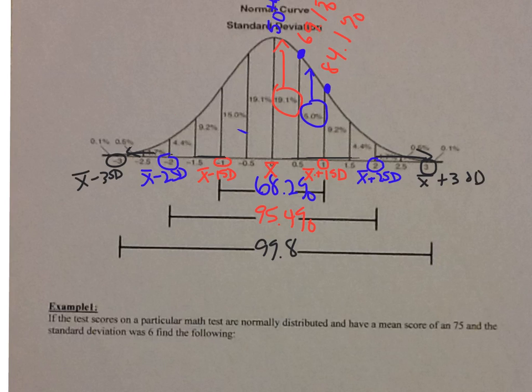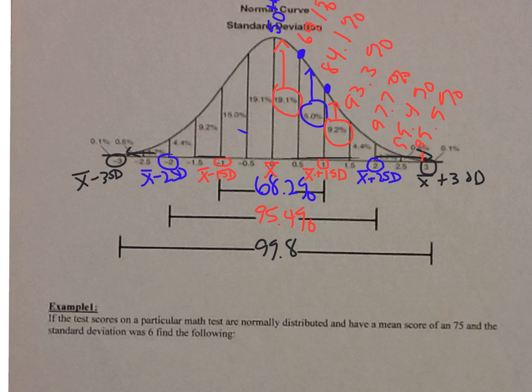To get the next percentile, I add 9.2 to 84.1, and that's 93.3 percentile. And then so on. The next one would be 97.7 percentile. And then the next one would be 99.4 percentile. And then there's one in here, right in here. That is 99.9 percentile.